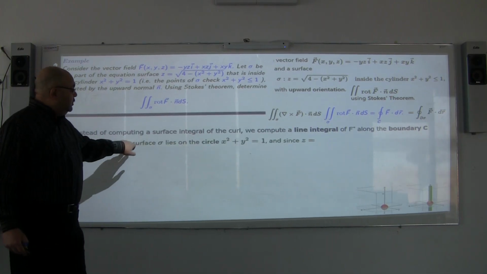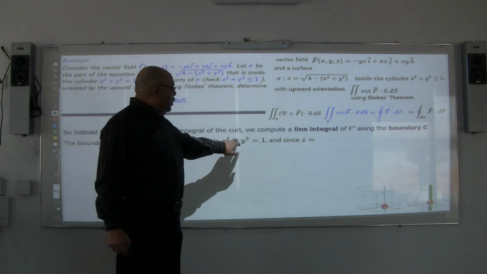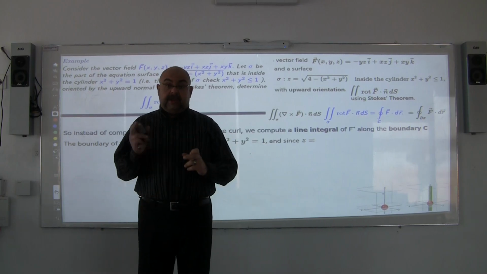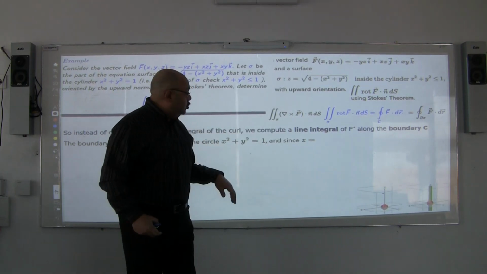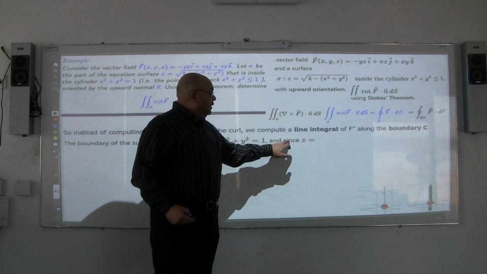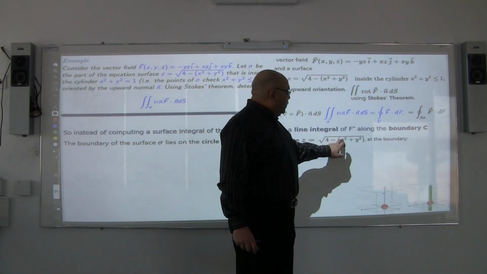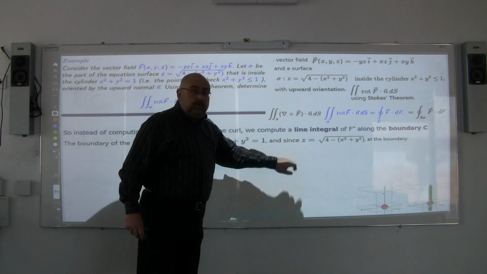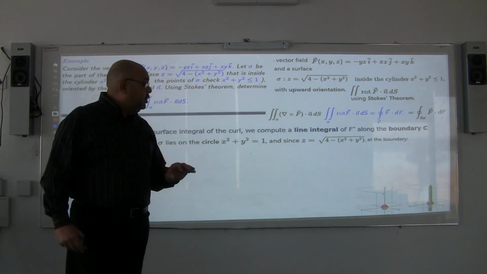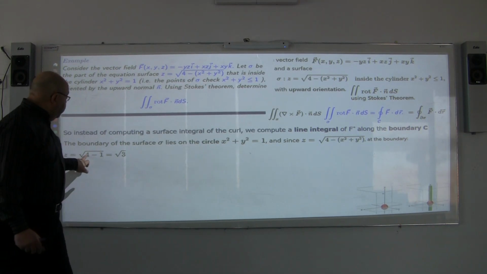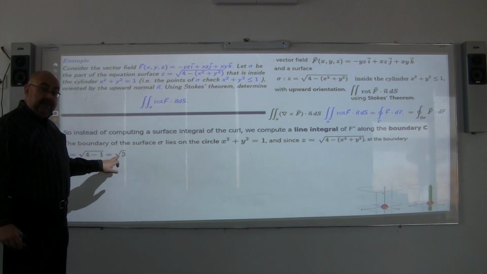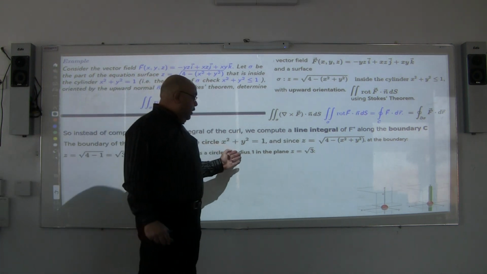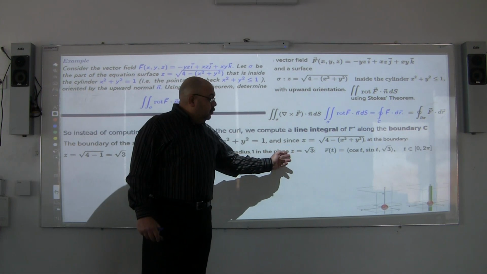The boundary of the surface sigma lies on the circle x squared plus y squared equals 1, because as you can see, that's the sphere and that's the cylinder. The intersection between them will be x squared plus y squared equal to 1. And since z is equal to the square root of 4 minus x squared minus y squared, if I replace x squared plus y squared by 1, I will find the value of z at the boundary. So the square root of 4 minus 1 is root 3. That's the value of z. So the boundary curve is a circle of radius 1 in the plane z equals root 3.